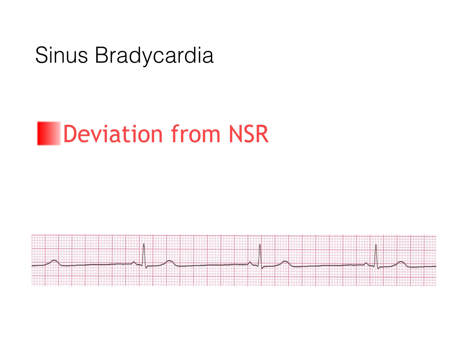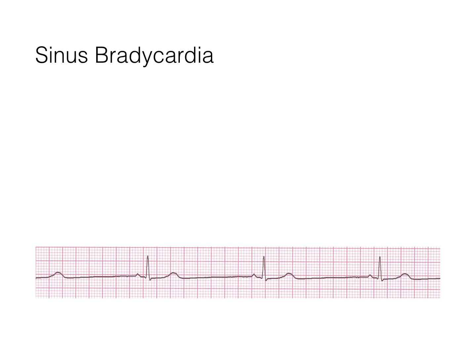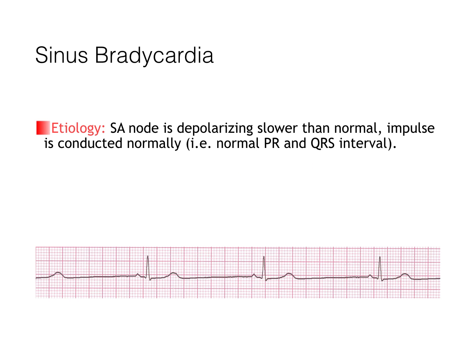Why is it bradycardia? Because it is a deviation from normal sinus rhythm, meaning the rate is less than 60 beats per minute. Why is it sinus? Because the SA node is depolarizing slower than normal, and the impulse is conducted normally. We can see there is a normal PR interval and QRS interval. It means the impulse is originating from the SA node. So this is sinus bradycardia.